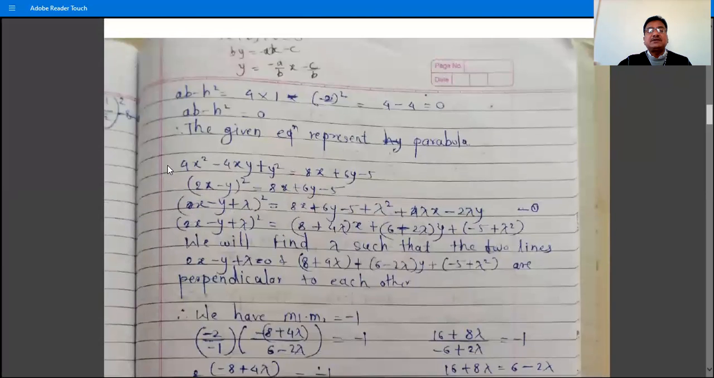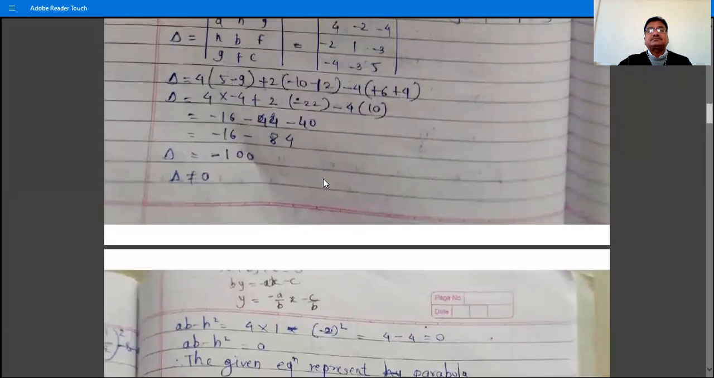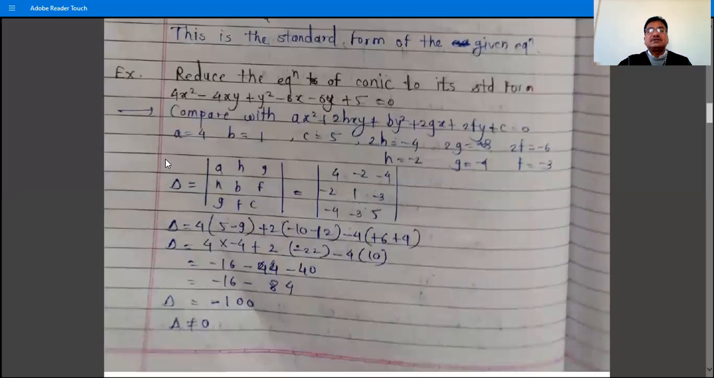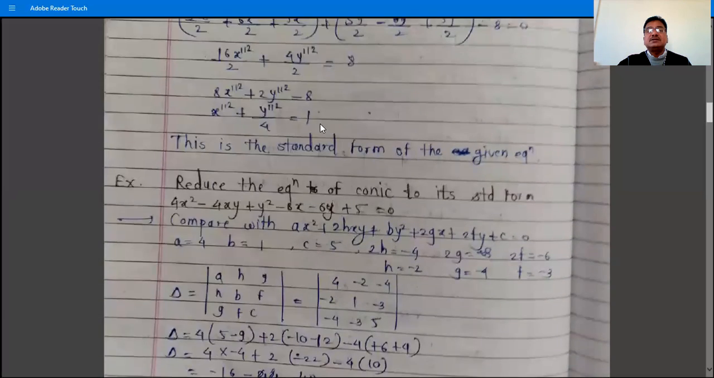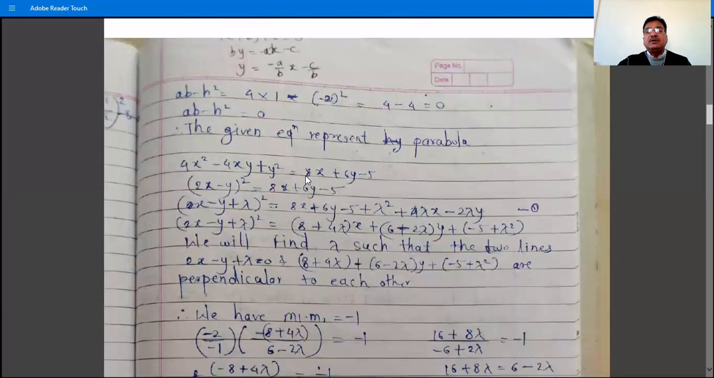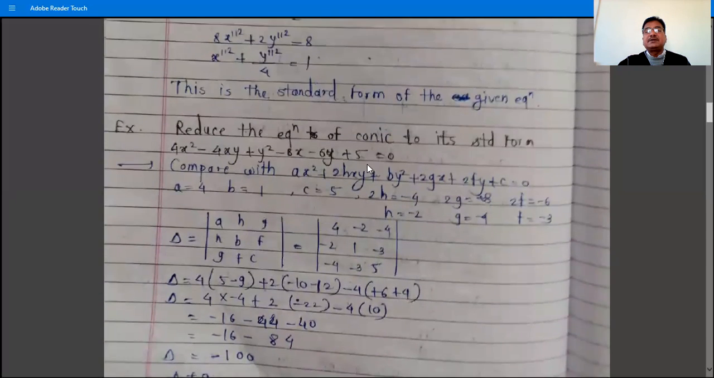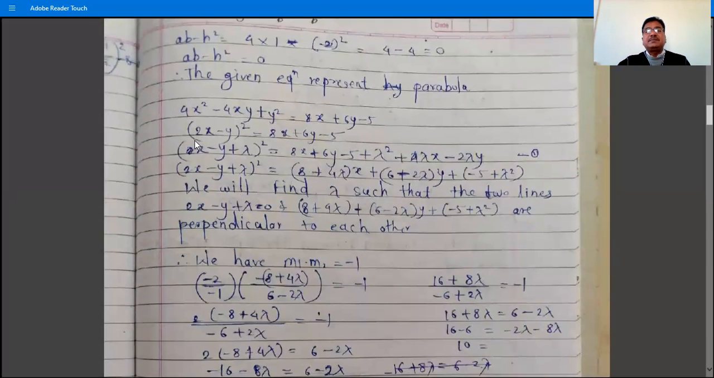So write the given equation. This is the given equation: 4x^2 − 4xy + y^2 = ... So shift the linear terms to the RHS. Keep 4x^2 − 4xy + y^2 on the LHS and shift the remaining terms to the RHS. What do we have? Minus 8x becomes plus 8x, minus 6y becomes plus 6y, and plus 5 becomes minus 5. This is the first step. Then this LHS is a perfect square of (2x − y).